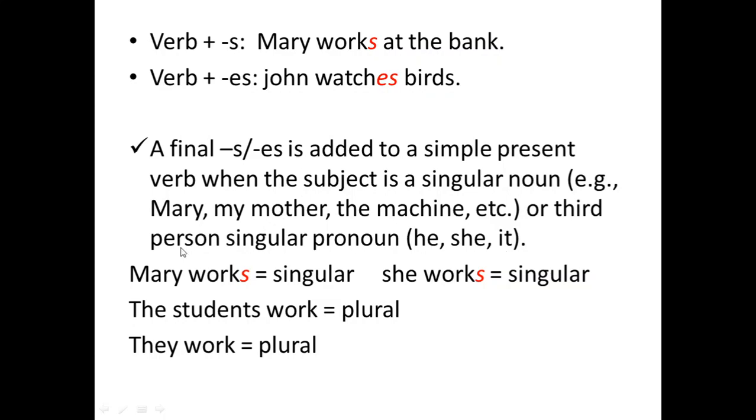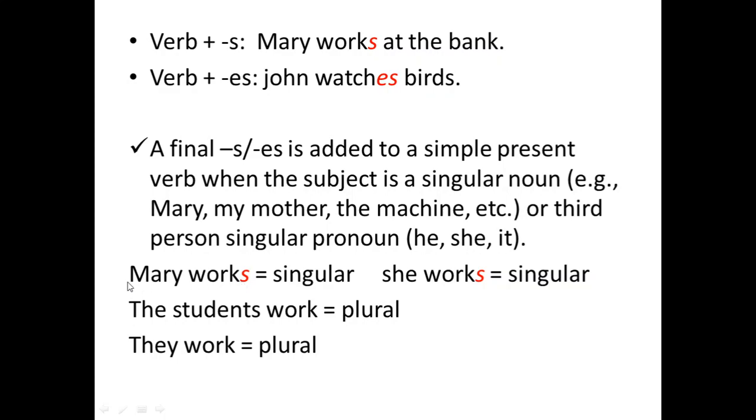Okay, so look at the example that we discussed now. Mary works. This is singular, right? And it is also a simple present verb. The tense is present simple, and the verb is simple present because we only added an S. So Mary is a singular noun, right? When the subject is a singular noun, for example, like Mary, my mother, the machine, and so many other words, we add an S or ES. For now, we only added an S.